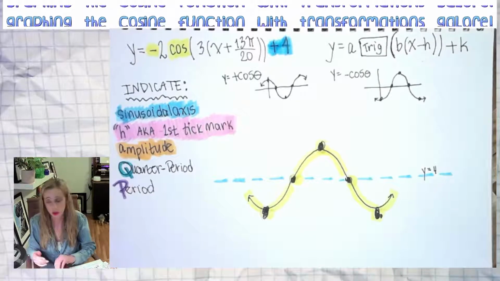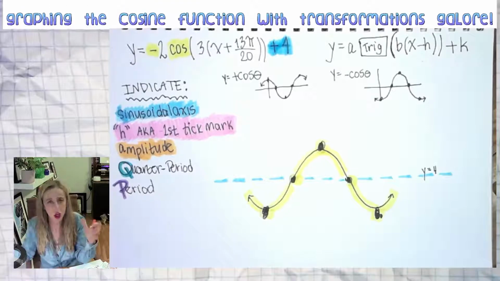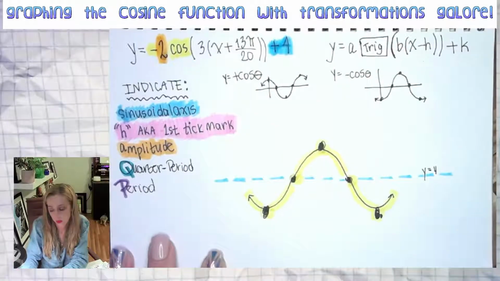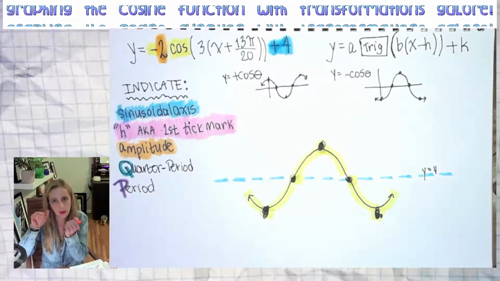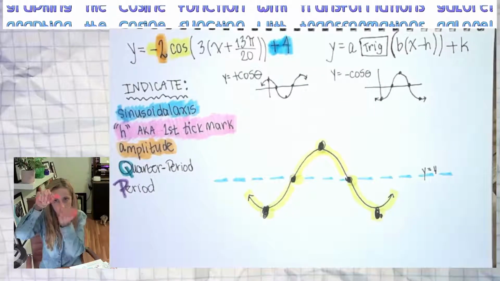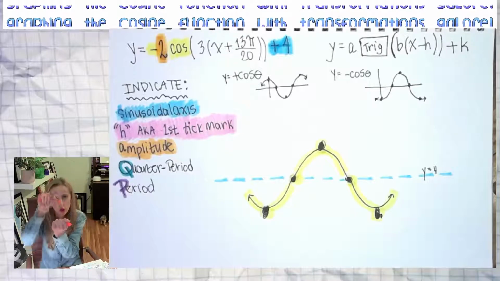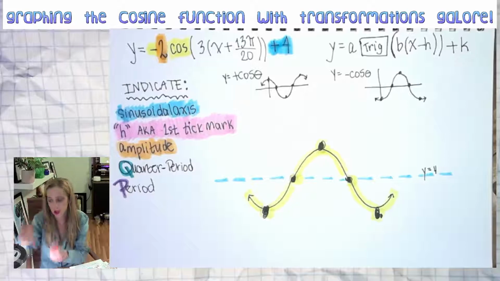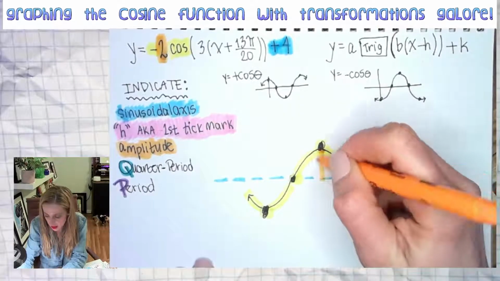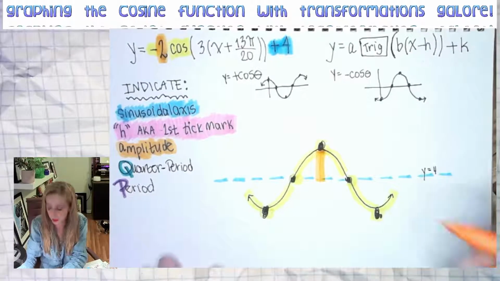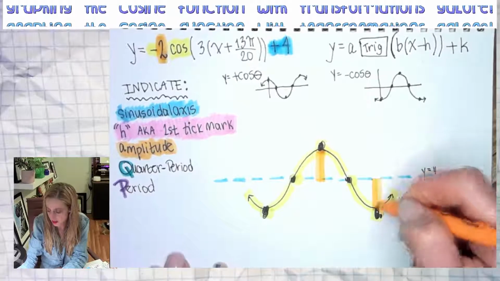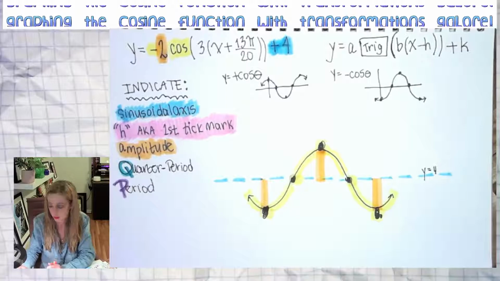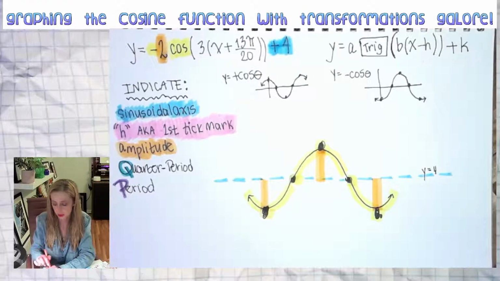Next thing I'm going to deal with, really start on the outside and work your way in, is the 2. The 2 took my regular cosine wave, which went up 1 and down 1 off the sinusoidal, and stretched it out. Stretched it out further, like this. So now that means that this is 2 units up. That means that this, and every other one that will occur, those are 2 units down.